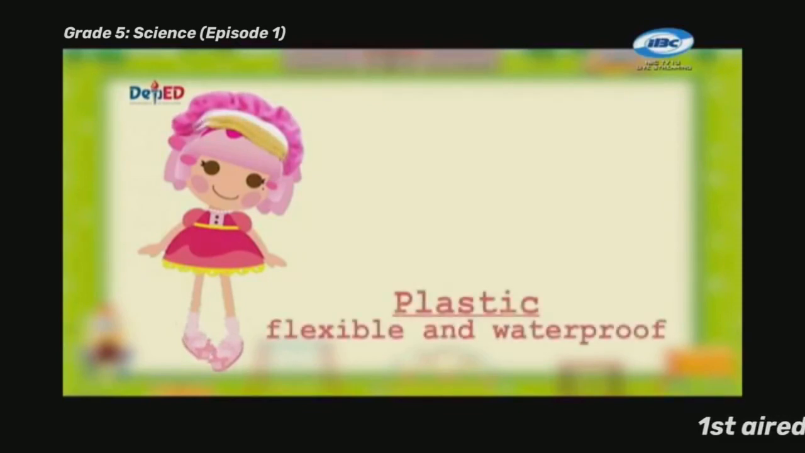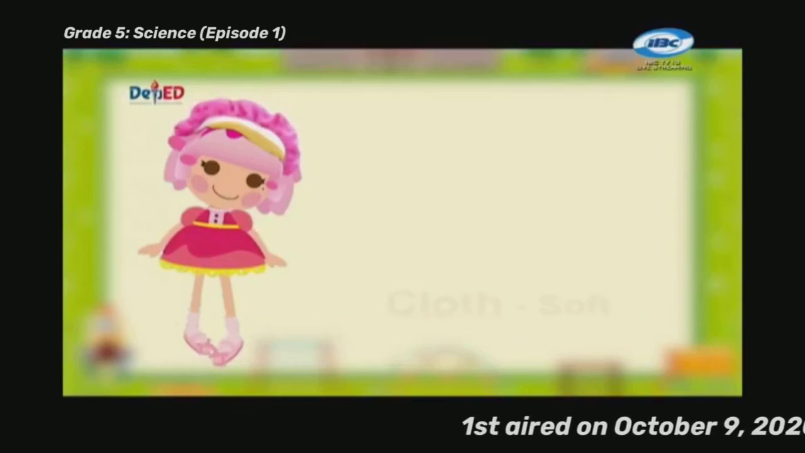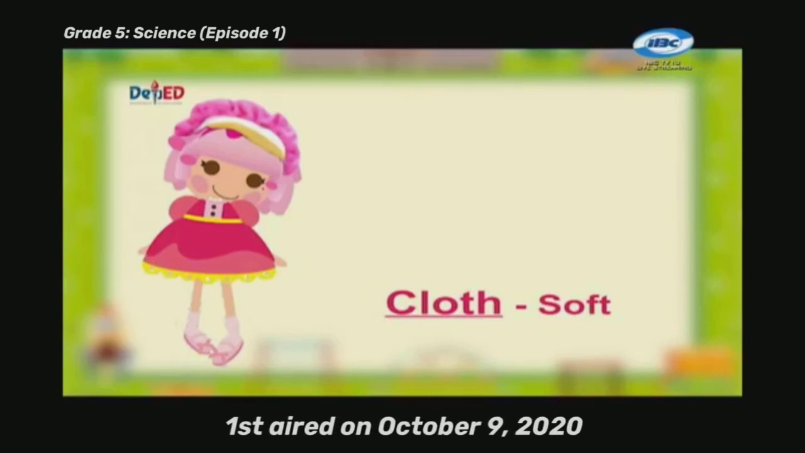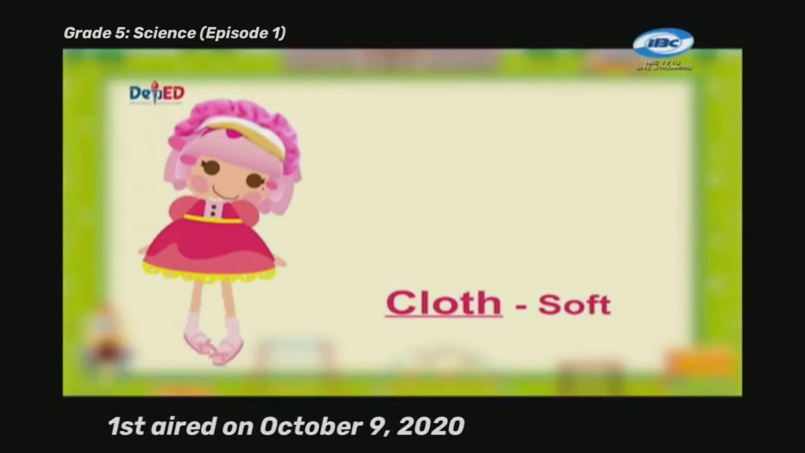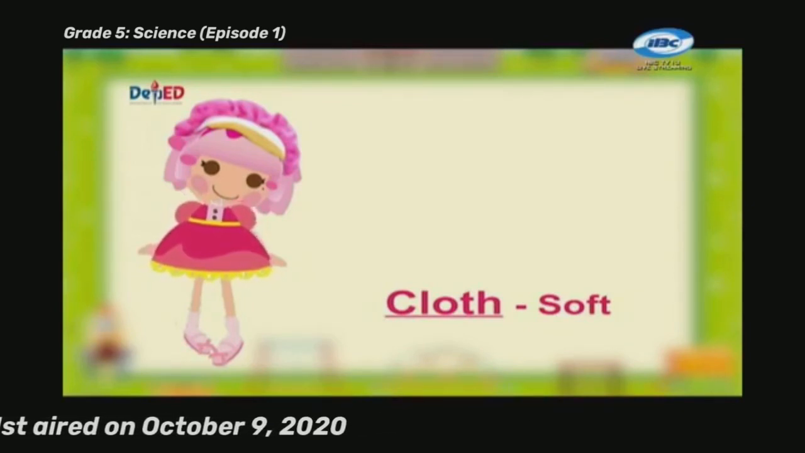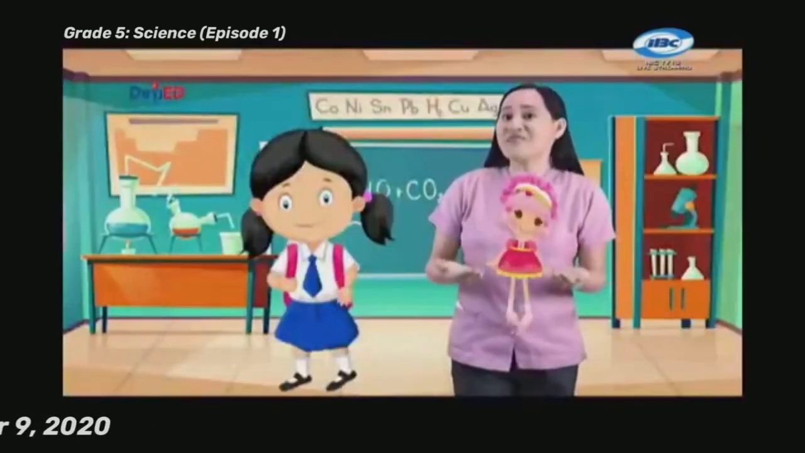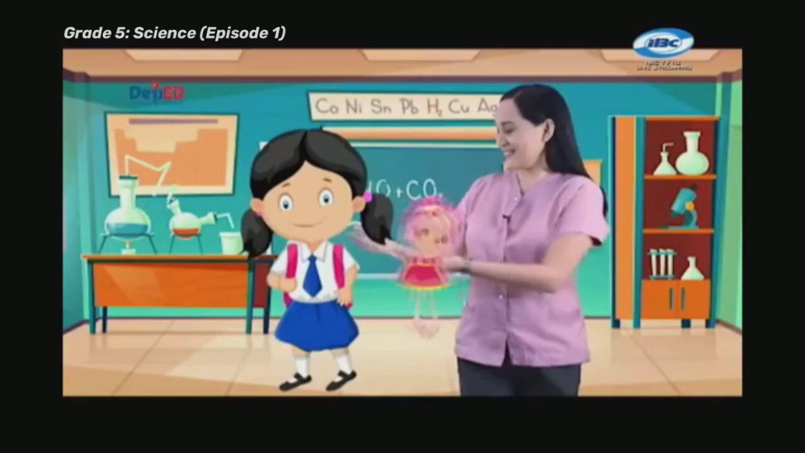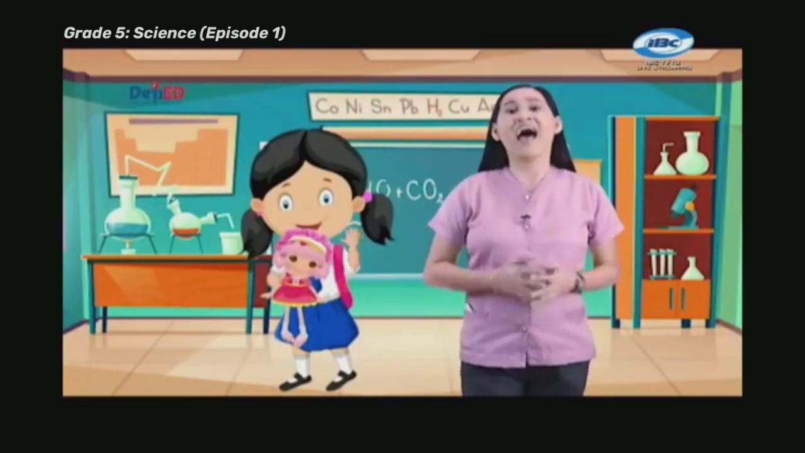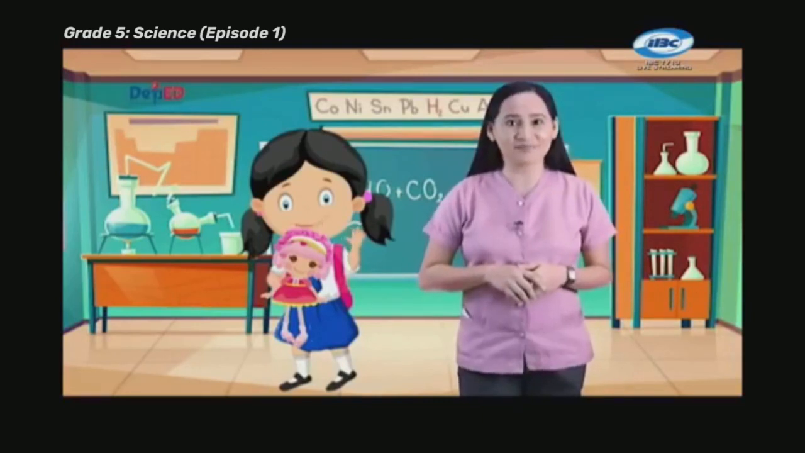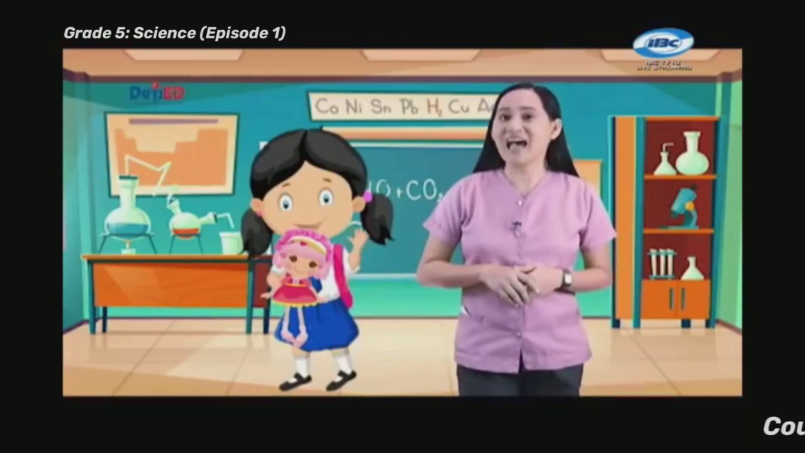The head and shoes of Maria's doll are made of plastic. It is flexible and waterproof. The dress of Maria's doll is made of cloth, which is soft so that when it tears, she can just sew it. When it's dirty or has a stain, she can just wash it. Now, let's give this to Maria. How was that, children? Did you enjoy helping Maria? If you did, give me a smile.